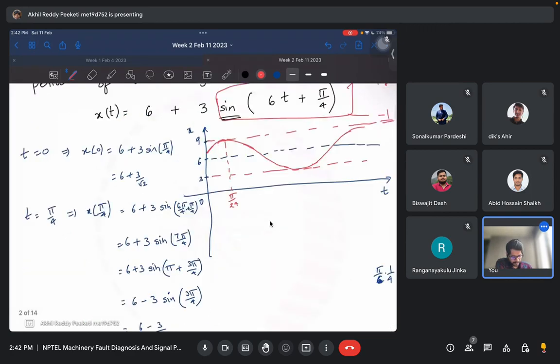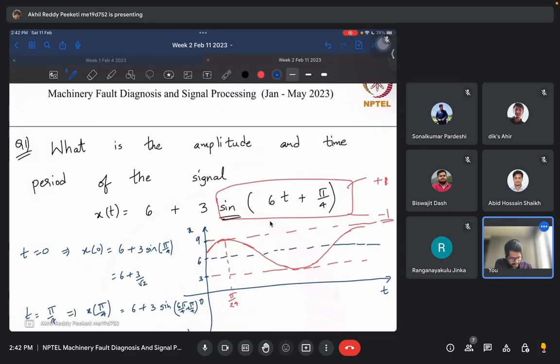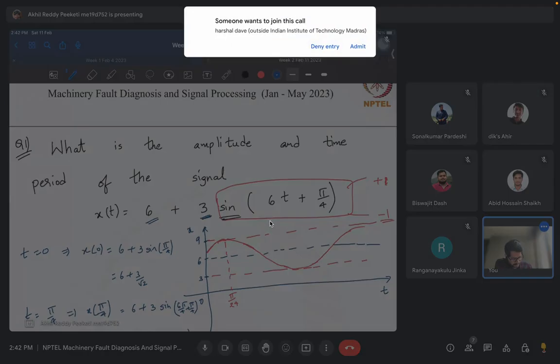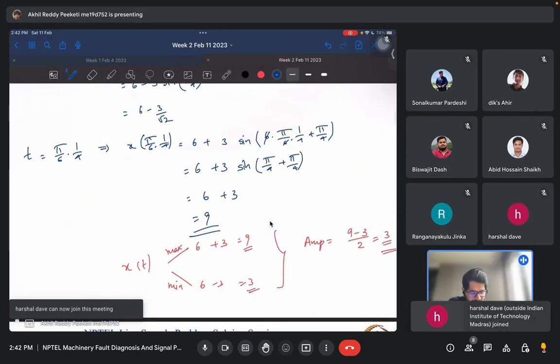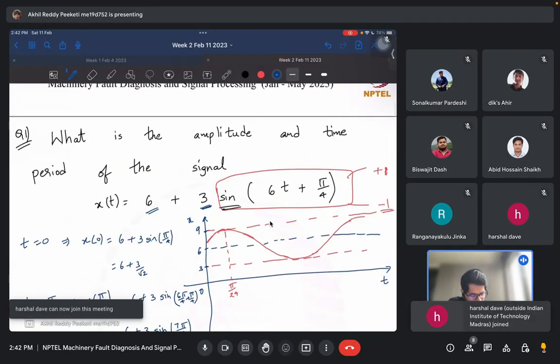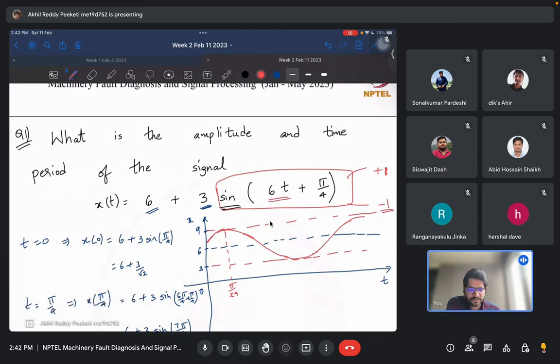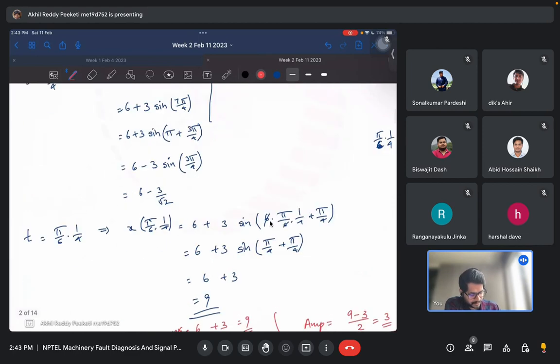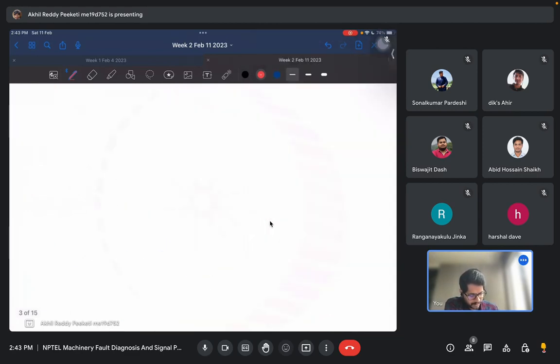Okay. So the existence of this constant doesn't affect the amplitude. Whatever value is the coefficient for sine, that would be the amplitude. Okay. So the amplitude is 3. And if you want the time period, so whatever is the coefficient of t, that is what you should be looking at.